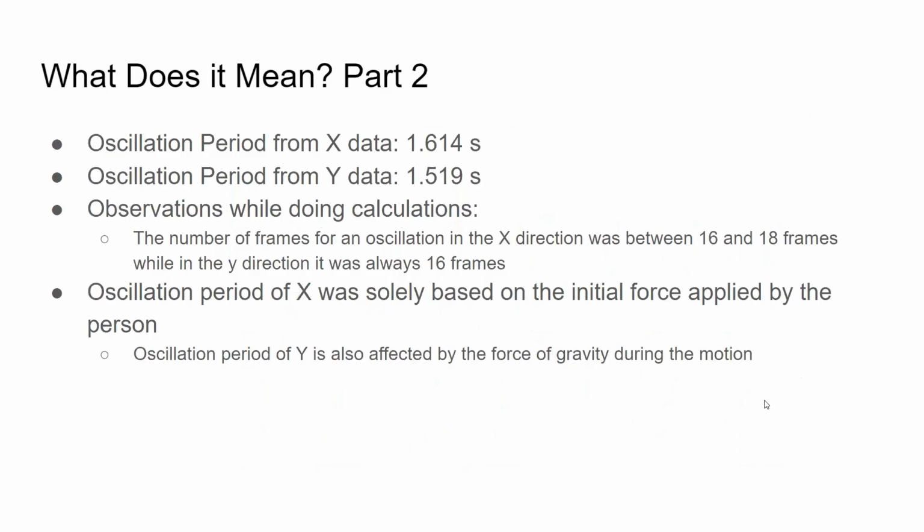As for the oscillation period, from the X data it is about 1.6 seconds, while the Y data is about 1.5 seconds. An observation made was that in the X direction, the number of frames for a full period of oscillation was between 16 and 18 frames, while in the Y direction, it was always 16 frames. This is probably because the oscillation period of X was solely based on the initial force applied by the person in the video, but the oscillation period of Y is still affected by the force of gravity during the motion.